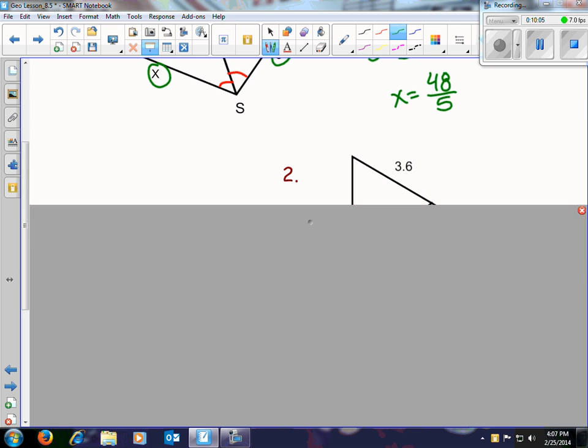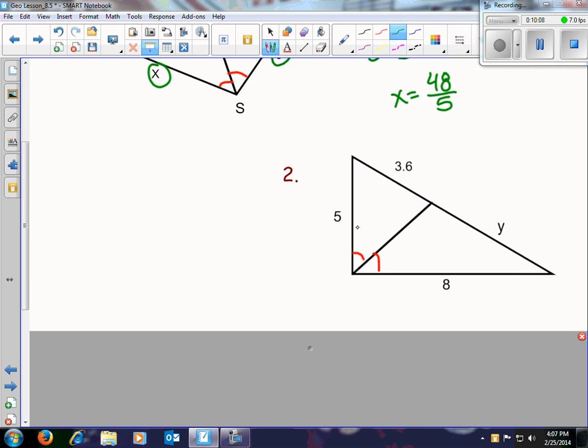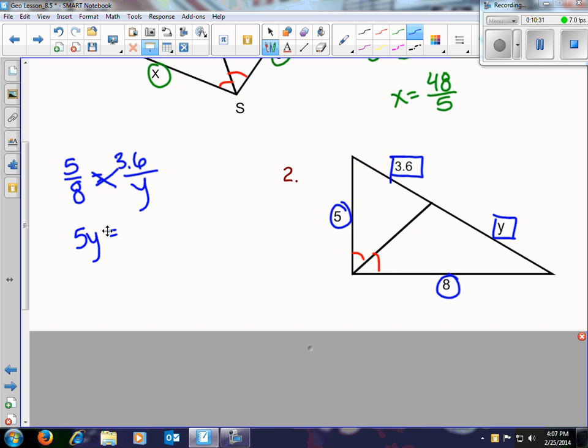Now my next example is right here, and we're going to do the same exact thing, except this time we're going to go left side, then right side, then left side, then right side. So I have 5 over 8 is equal to 3.6 over y. And I'm going to cross multiply, so I get 5y is equal to 28.8. Then I'm going to divide both sides by 5. So I'm left with y is equal to 5.76.